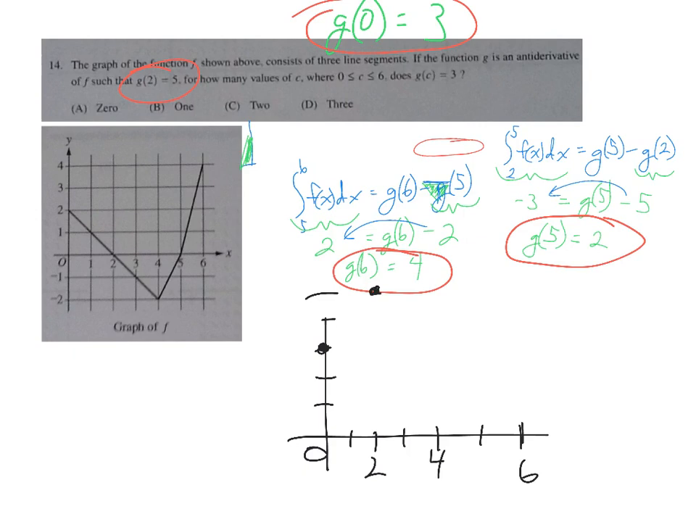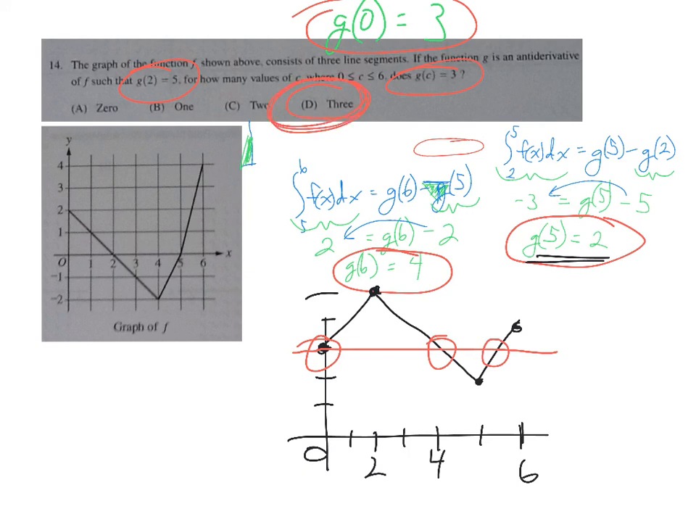g of 4, we don't know. What do we know? g of 5 is 2. And g of 6 is 4. So we've got g doing something like this. Well, we want to know how many times does g equal 3? It starts out at 3, and we get 2 more times. So there are 3 times where g of c is equal to 3. That was a long one.